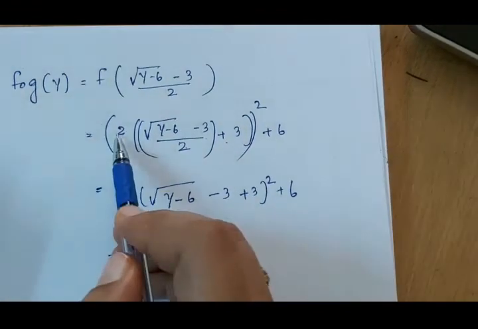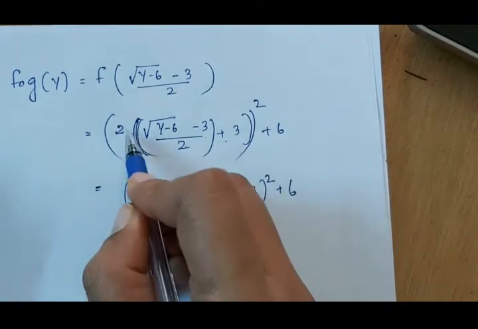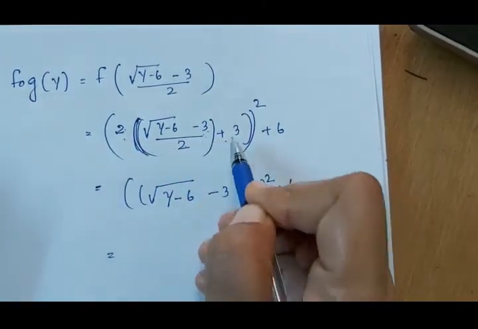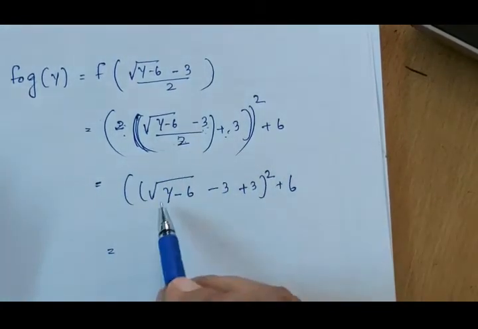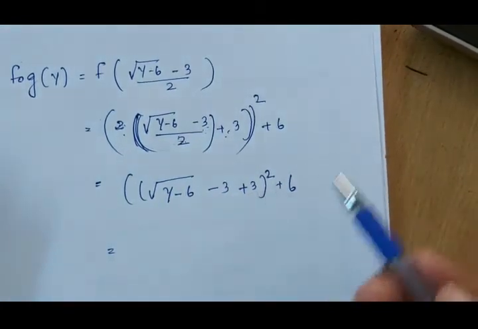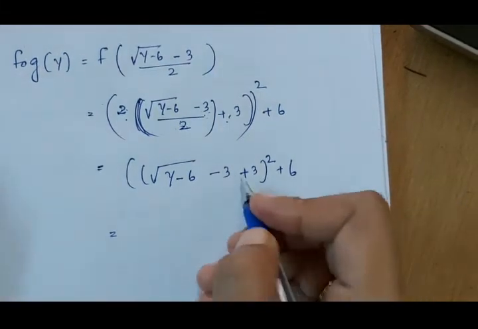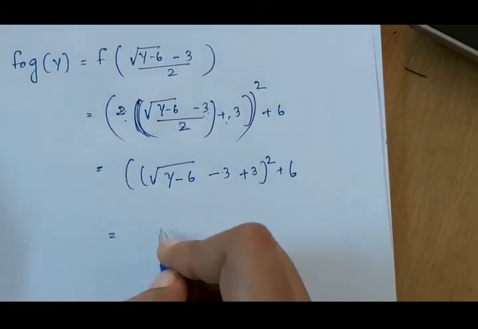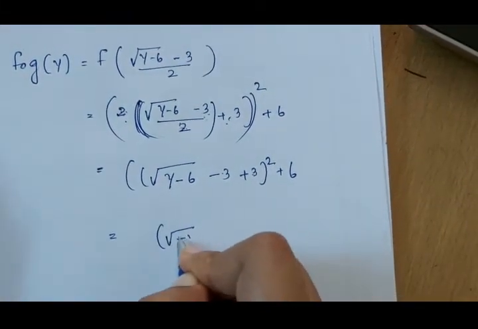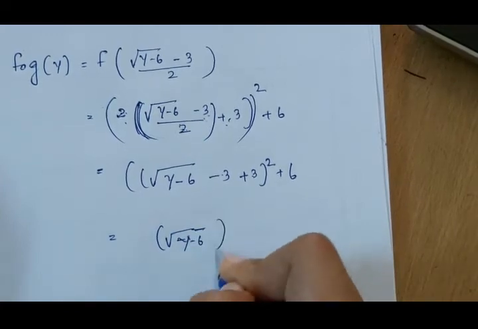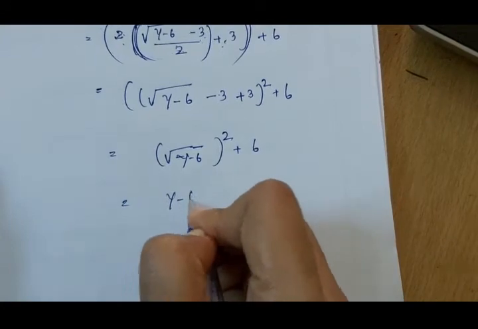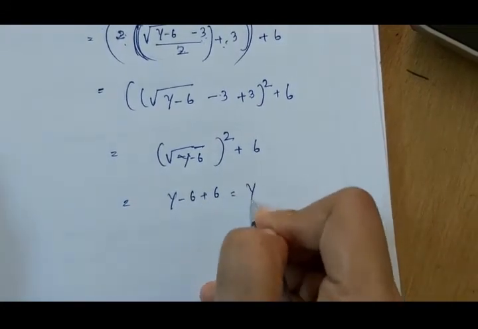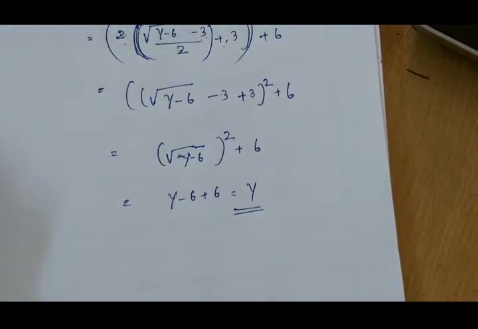2 into x, 2x plus 3 the whole square. So 2 cancelled. Root of y minus 6 minus 3 plus 3 the whole square. Minus 3 plus 3 cancelled. Root of y minus 6 the whole square plus 6, which is equal to y minus 6 plus 6, which is equal to y. In the previous case we got it as x.